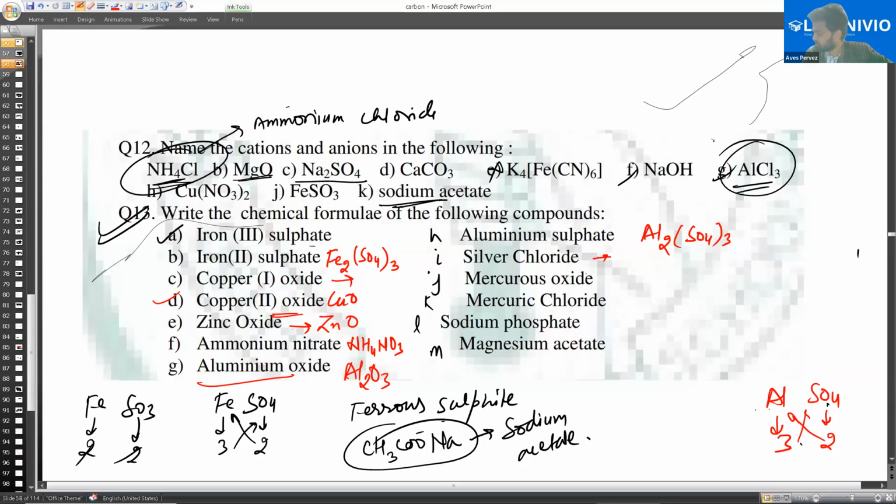Got it? Yes, sir. Next, silver chloride. Silver chloride formula. AgCl. Very good. Both Ag and Cl have 1 valency. Okay.